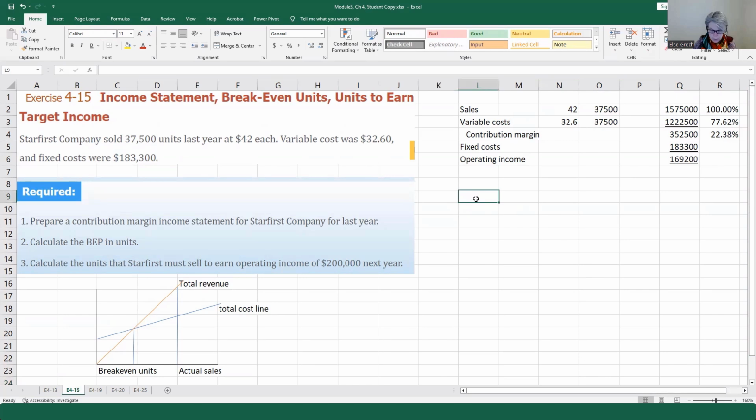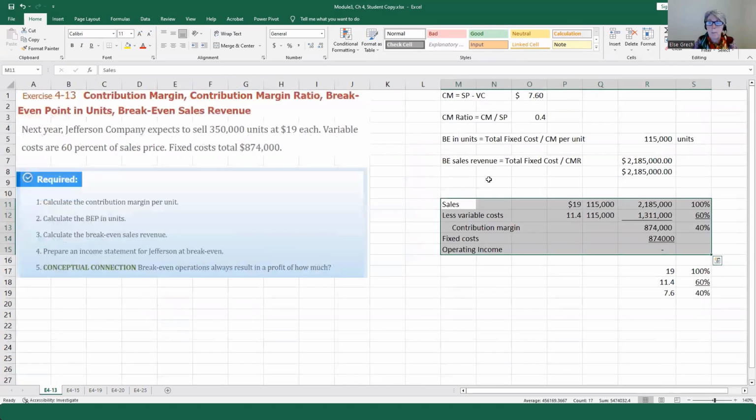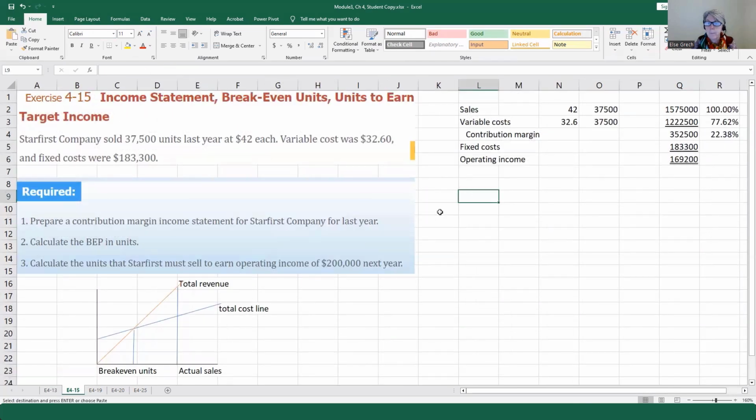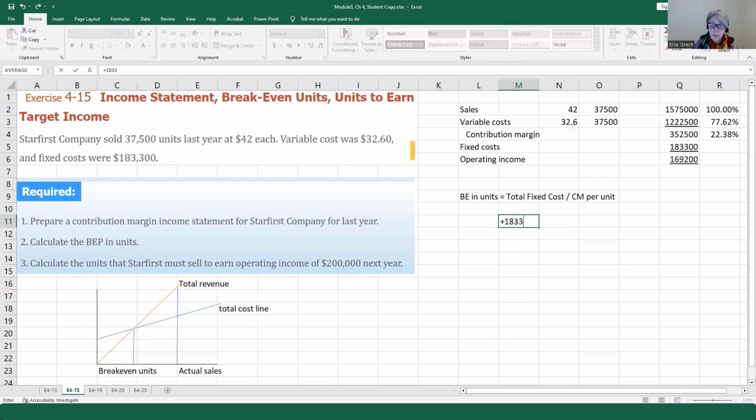Okay, so calculate the break even. We already know what that formula is. I'm going to just copy it from over here. We see here, break even in units. Let's copy and paste it. So we're going to take the total fixed costs, which we know is 183,300, and we're going to divide it by the contribution margin per unit. Contribution margin per unit is sales, $42, minus the variable cost, $32.60. And that's going to be equal to our break even in units. So this is units. So our break even is at 19,500.